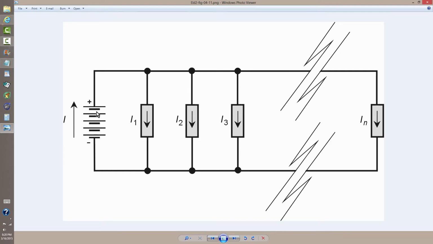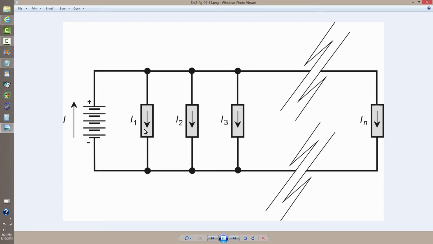Suppose that you have a battery and a circuit with a bunch of loads connected in parallel. Usually these loads would be resistors or light bulbs or other things. This is a direct current circuit, a DC circuit. Suppose that this particular component draws a current called I sub 1. This component draws a current called I sub 2, I sub 3, and they can be anywhere from 2 to hundreds of these components in parallel.